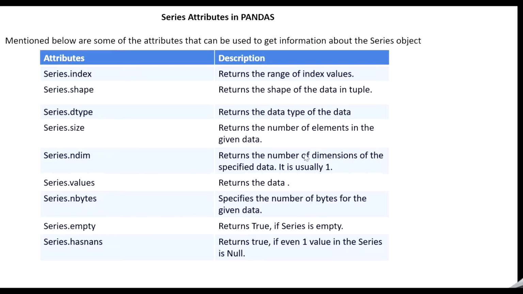Ndim returns the dimension of the series. Values returns the values in the series object. Nbytes returns the number of bytes for the given data of the series object. Empty returns True if the series is empty, else it returns False. Hasnans returns True if even one value in the series is null, else if all are proper values, it returns False. So these are the different attributes present in series in Pandas.